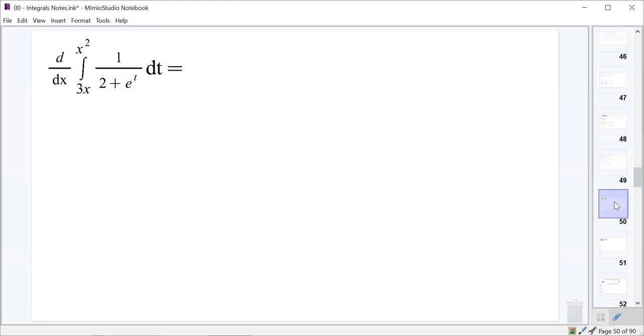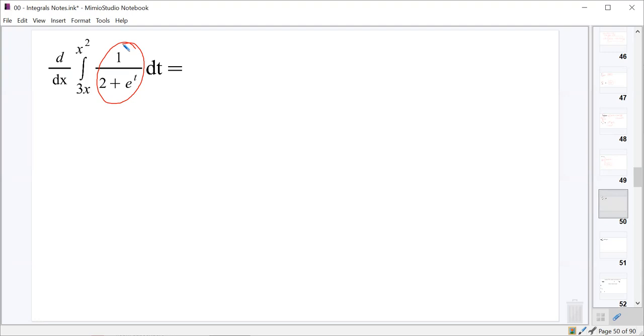For this one, we're now looking at a derivative with respect to x of an integral from one function to another function of 1 over 2 plus e to the t dt. So in order to do this, we kind of need to think about what's happening with that second part of the fundamental theorem of calculus. It's saying that I'm going to integrate this thing inside of here, find some function that is its integral, and evaluate it at x squared. And then I'm going to evaluate it at 3x, and find the difference between these.